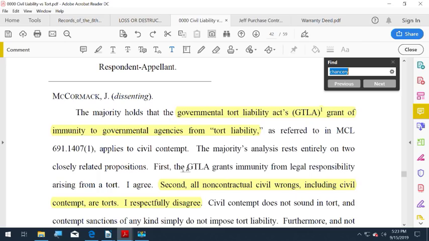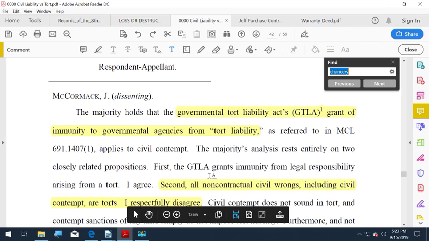If they can call your action a tort, then they can say it was the Government Tort Liability Act, oh, we got immunity. So what are things that aren't torts that you could get them for? So let's just read a little bit more.